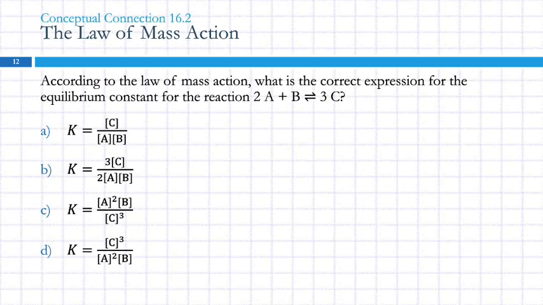So let's practice this. What is the correct expression for the equilibrium constant for this reaction? 2A plus B to form 3C. D, yep. Because we want the products, so there's only one, molar concentration of C raised to the third power, divided by A squared times B. Any questions?